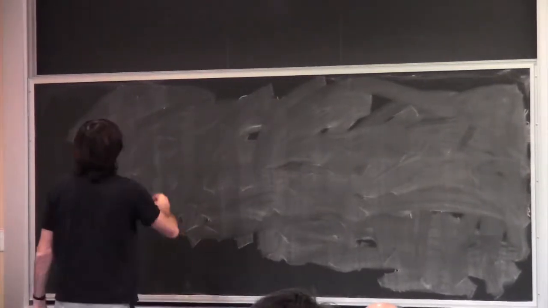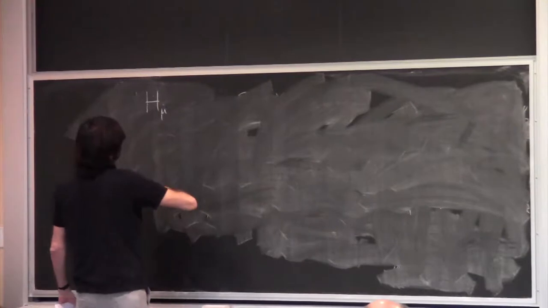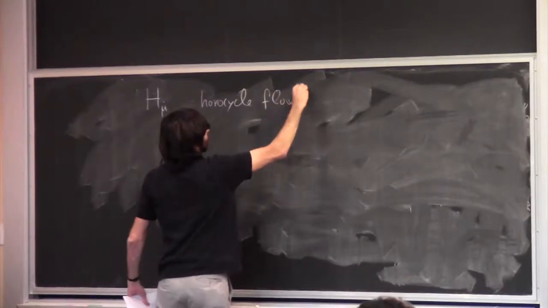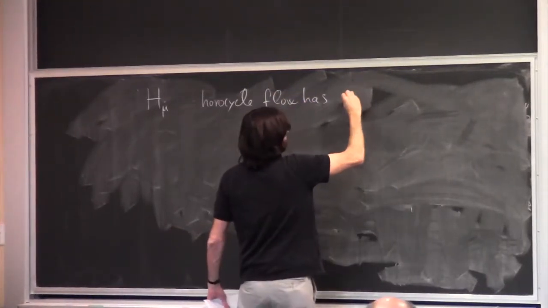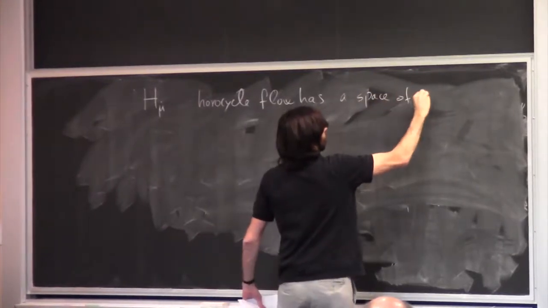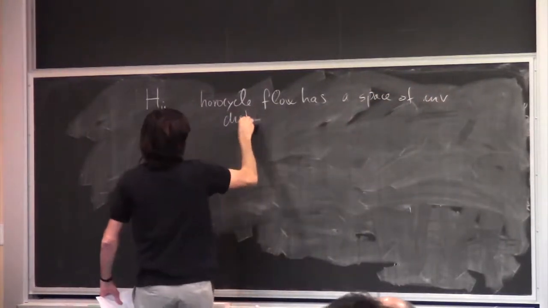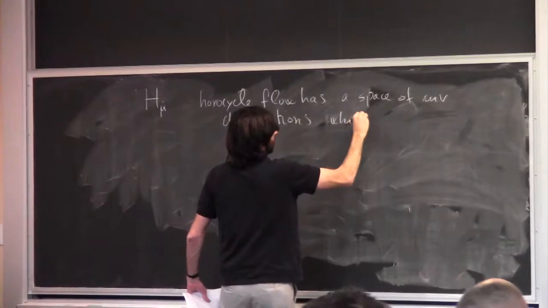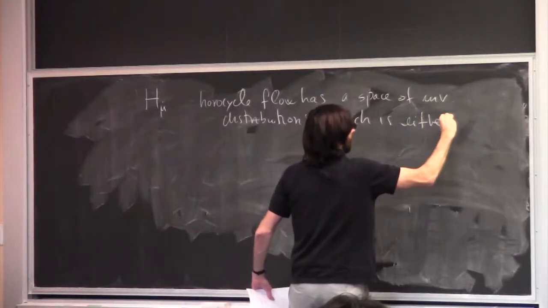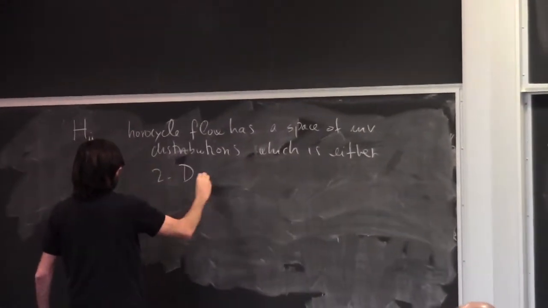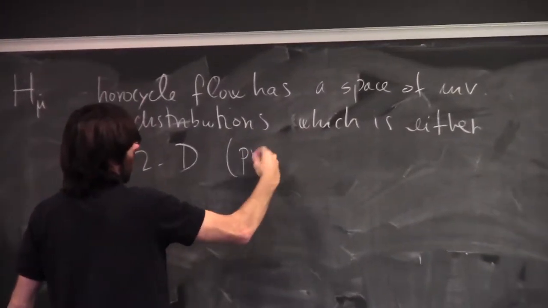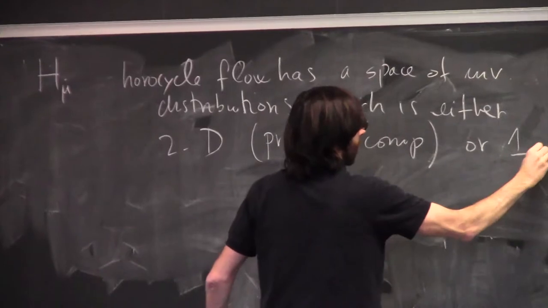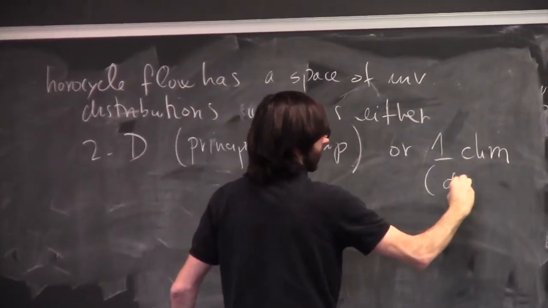So what I want to say is that if you look at H_mu, in H_mu the horocycle flow has a space of invariant distributions which is either two-dimensional, and this is the case of the principal and complementary series, or one-dimensional, and this is the case of the discrete series.